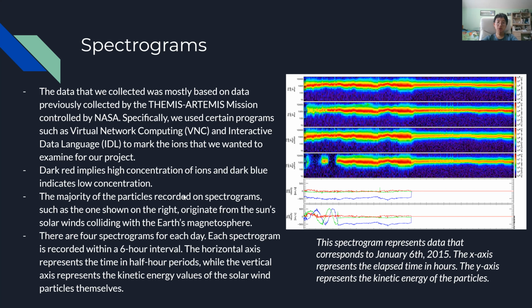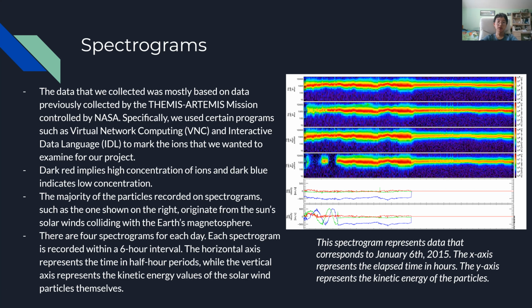So the majority of particles recorded in the spectrograms, such as the one shown here, originate mainly from the sun's solar winds colliding with the Earth's magnetic sphere or magnetic field. There are 4 spectrograms for each day. So each spectrogram is recorded within a 6-hour interval. For example, the first spectrogram starts from 0 to 6, next one starts from 6 to 12, next one is 12 to 18, and the final one is 18 to 24.